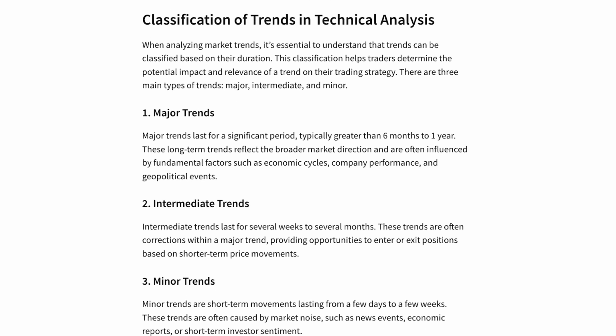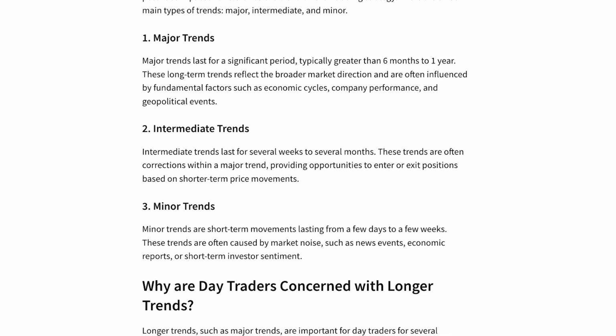And I think with all classifications like this, not everything is set in stone, and some people might have different timeframes for these. But we'll just go over three general consensus classifications. When you're analyzing market trends, it's important to understand that trends can be classified on their duration. This classification will help you determine the potential impact and relevance of a trend within your trading strategy. There are three main types: major, intermediate, and minor.